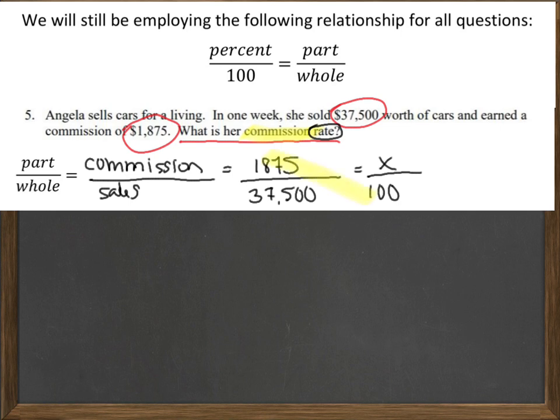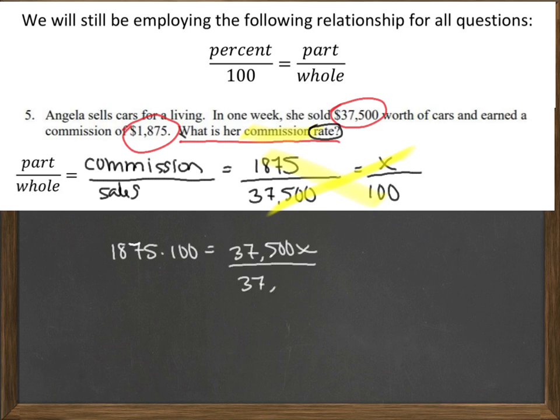So now we have our proportion. Just as always, we can cross multiply and solve. Oops, let me change to my chalk. So we have 1875 times 100 is equal to 37,500x.